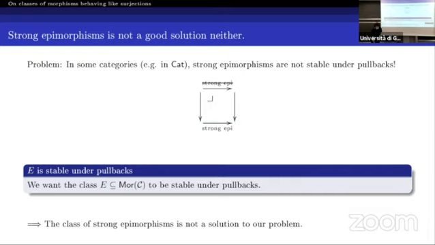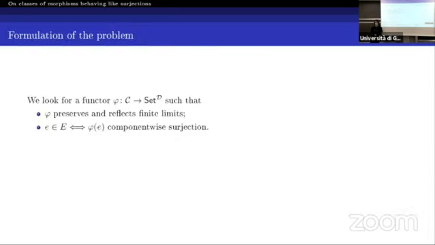So now let's make the problem precise. I would like to find an embedding of C not into Set, because that's too strong, but into a presheaf category. The embedding will preserve and reflect finite limits, and moreover, it will interact well with the classes of epis I described. Namely, a morphism is in E if and only if its image is a componentwise surjection.